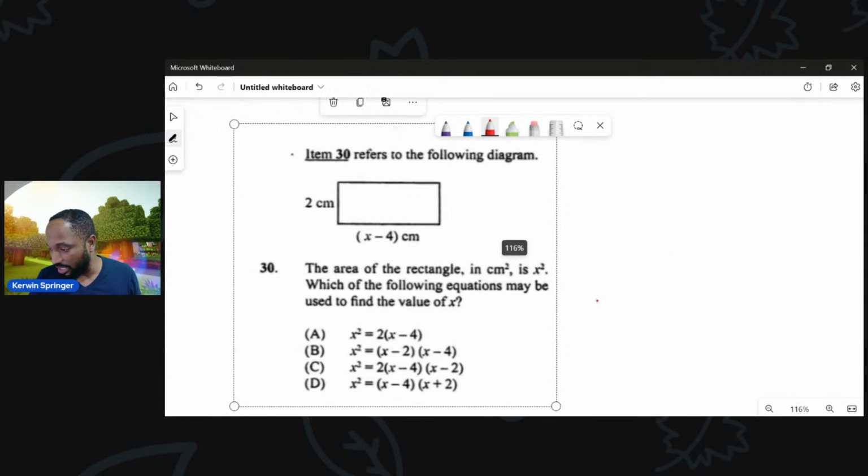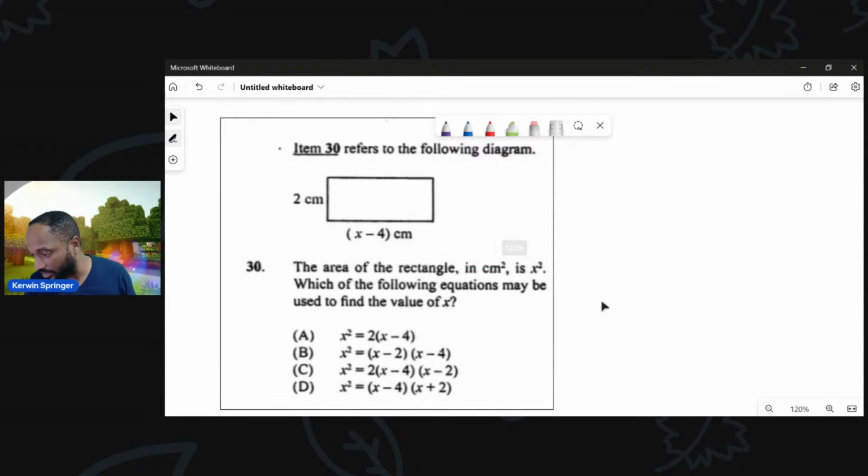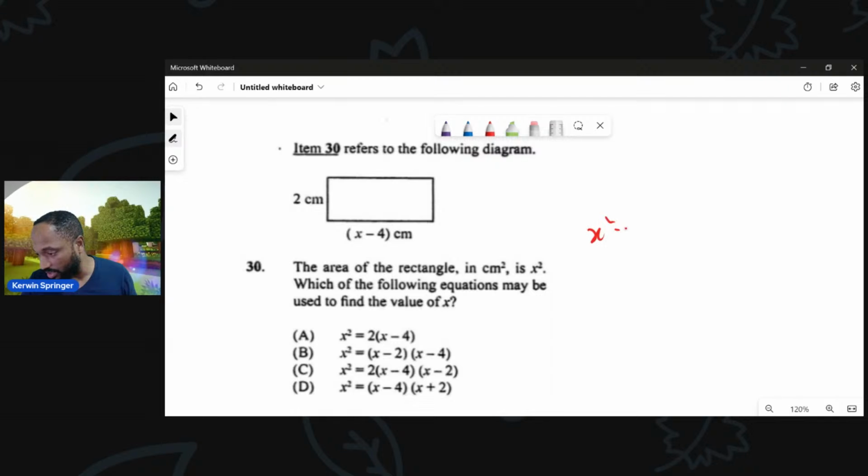The area of the rectangle in centimeters squared is x squared. So x squared is equal to 2 by x minus 4. It doesn't get easier than that. Can't get easier than that.